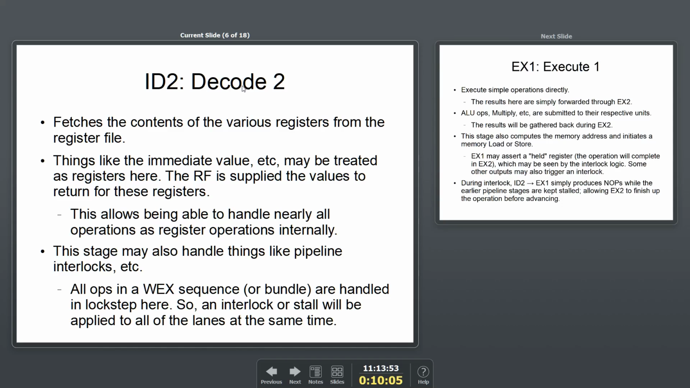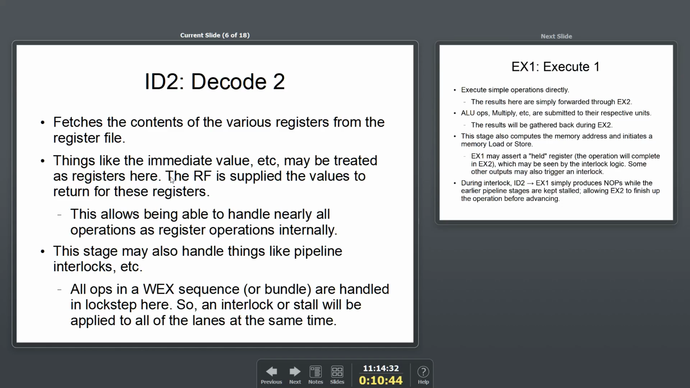Instruction decode 2 fetches the contents of the various registers from the register file. As noted, this is for all the ports for all the lanes that need to be fetched. Things like immediate values and so on may be treated as registers here. The register files supply the values to return for these registers. Basically, it's kind of a cheap hack of using effectively pseudo registers.